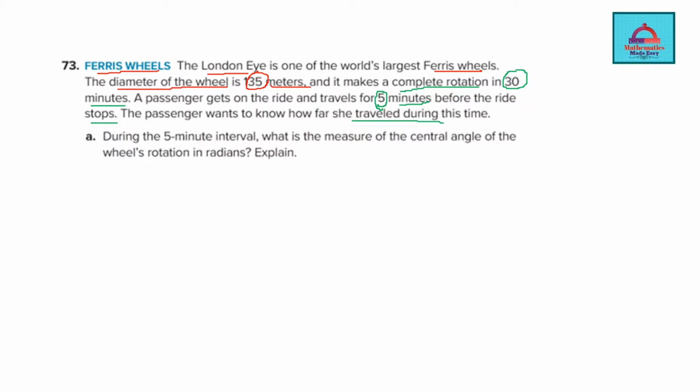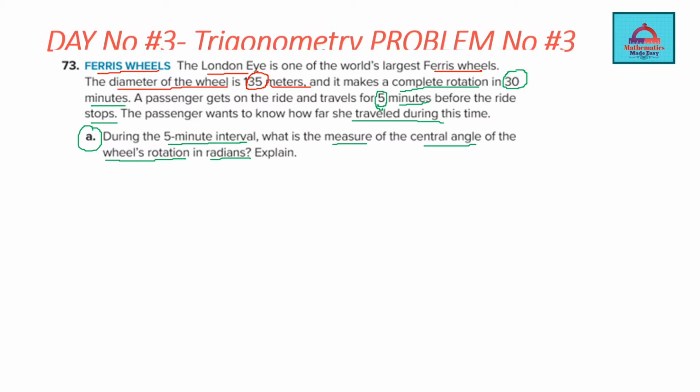So we want to find that distance, and because it is trigonometry, we're talking about angles, so definitely that will also be considered. Part A of the question asks: during the 5-minute interval, what is the measure of the central angle? Because the London Eye is in the shape of a circle, it's moving through a central angle. So how much rotation it went through in those 5 minutes, how much was the measure of the central angle, that's what you need to find in this part. And it is given that you need to give it in radians, so that is the unit you will be looking at.